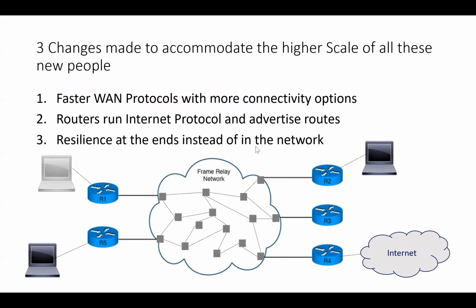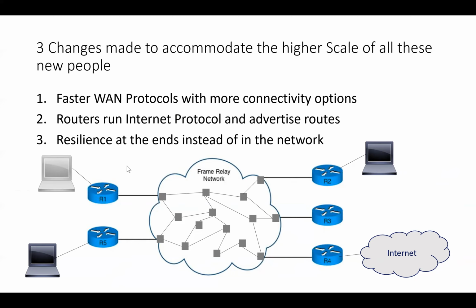There were three changes made in the network to accommodate the higher scale of having all these new people and all this new data traffic on the network. First, faster WAN protocols were created that had more connectivity options. So now we created networks that weren't so heavy. They didn't have to do so many things to set up a connection.